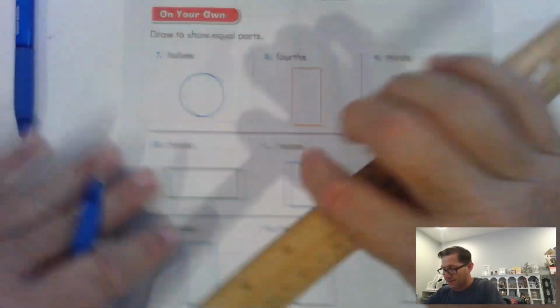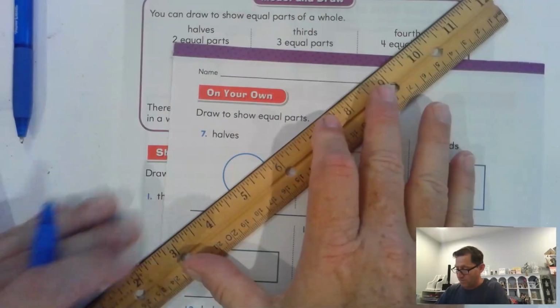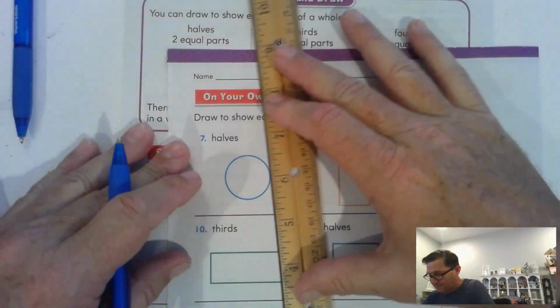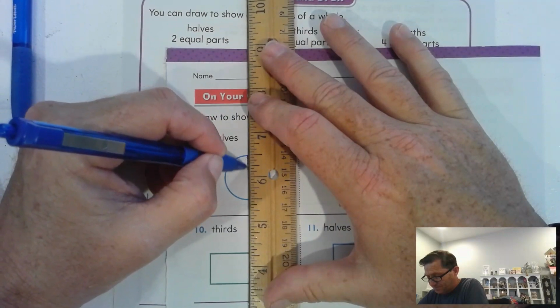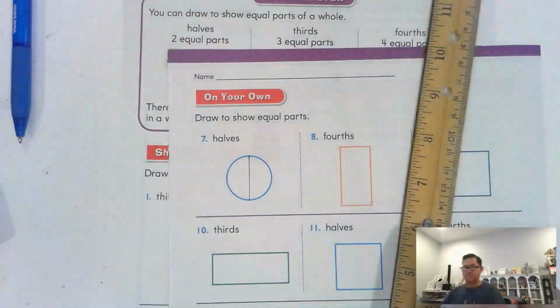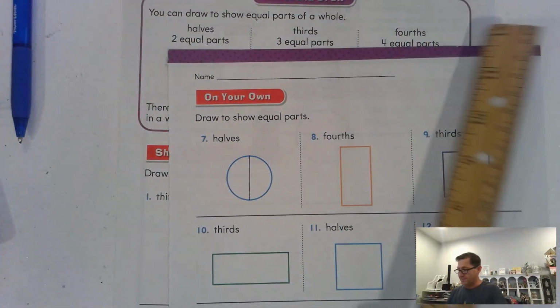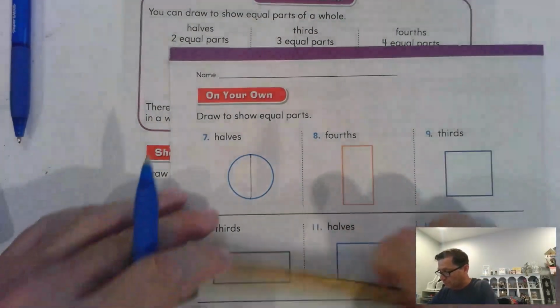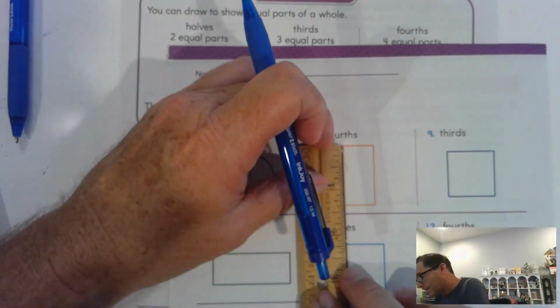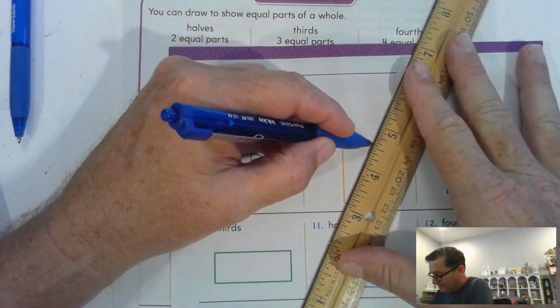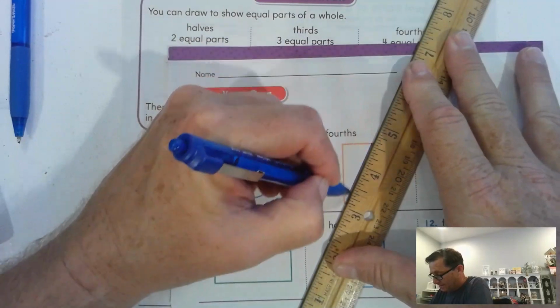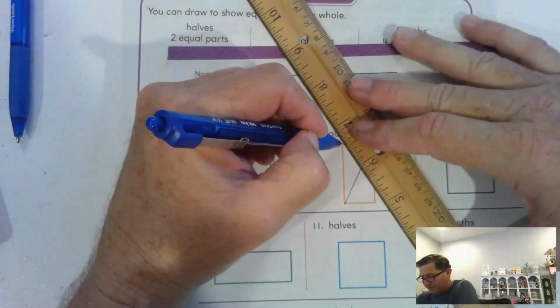On page 555, we're going to start with number 7, halves. So again, it doesn't matter where you take the circle. We could actually even go diagonal, but just find a point that you think is roughly the middle and draw a line straight through. Okay. Fourths. I'm going to go ahead and do the diagonals again. I think that's actually easier on a rectangle or a square.